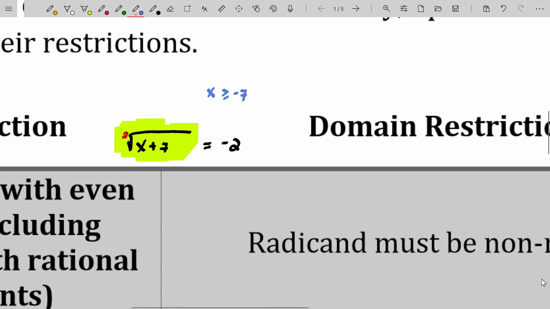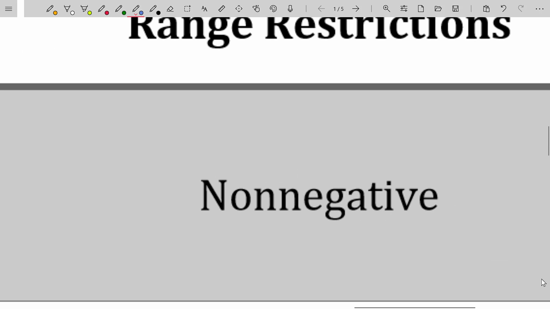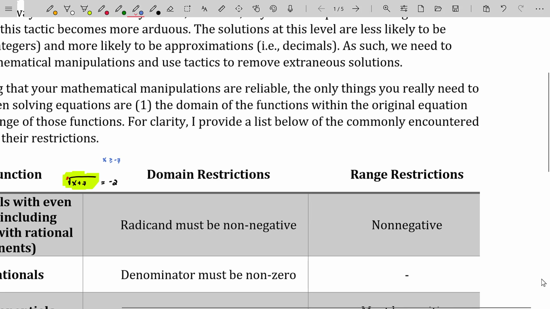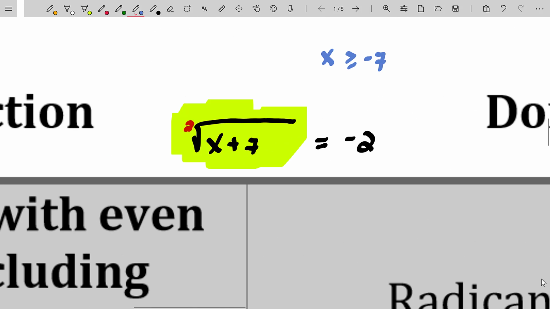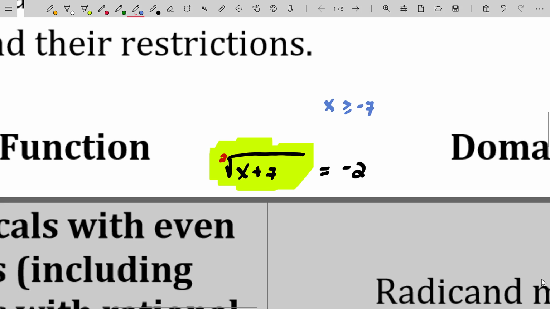The second thing you need to be aware of is the range restriction of that given function. We know that even indexed radicals cannot return negative numbers. That is, that square root of x plus 7 cannot return a -2. So solving this equation is actually pretty quick. There is no solution. The reality is that square root can't return a negative. There's no need to move.